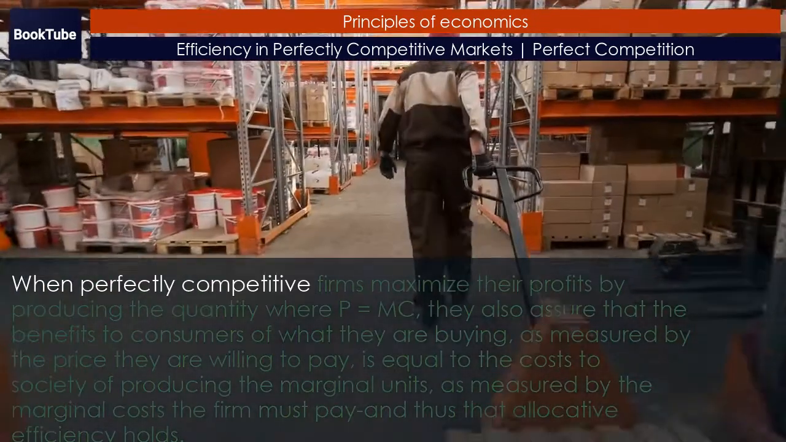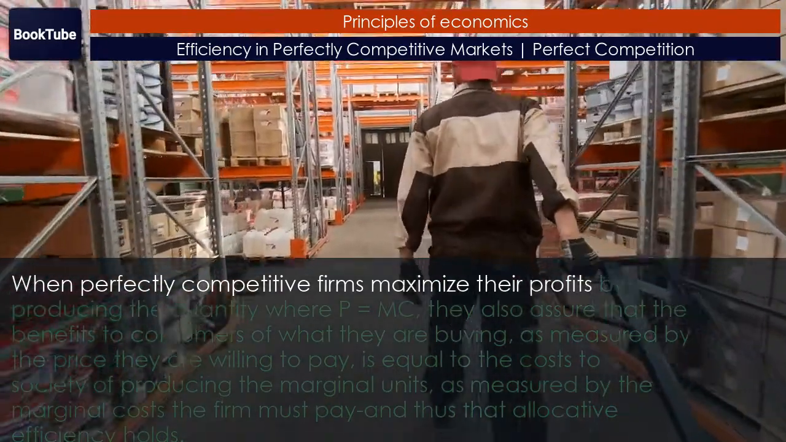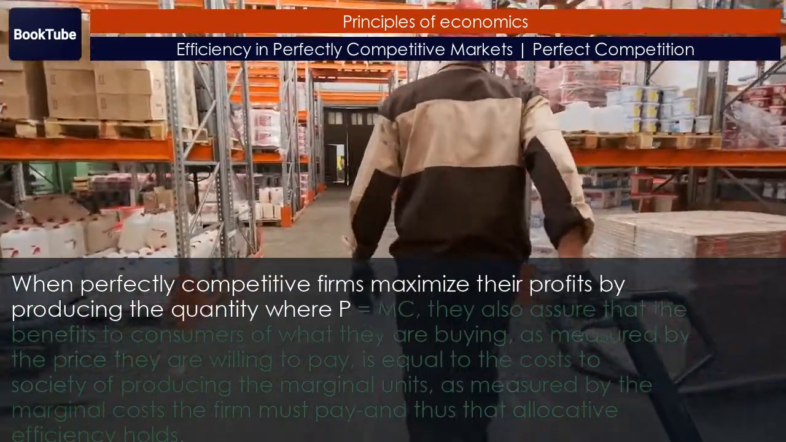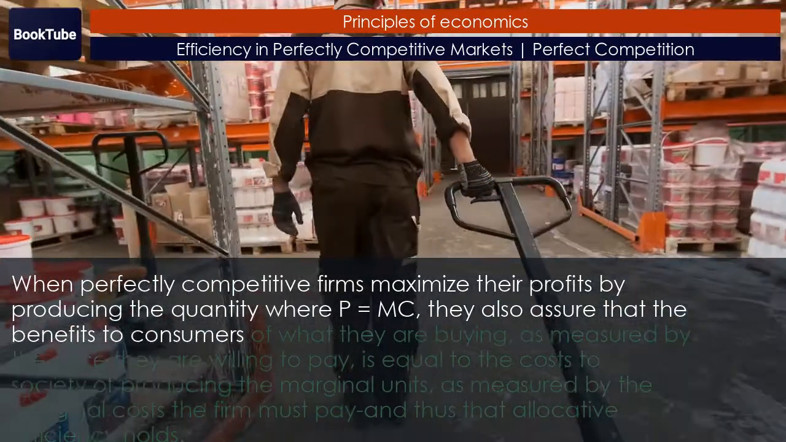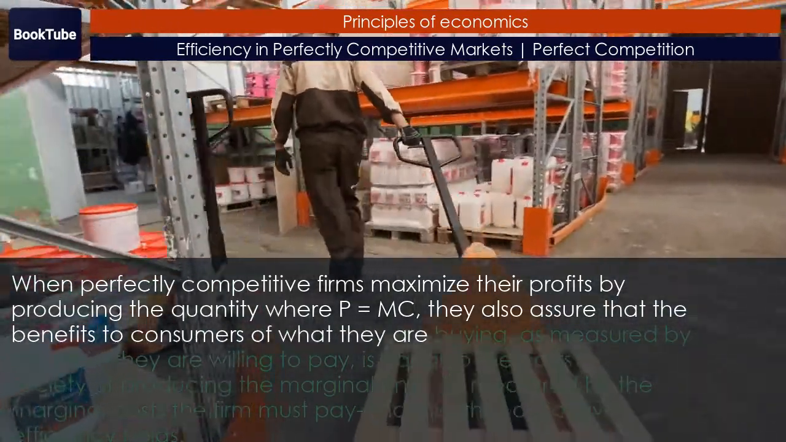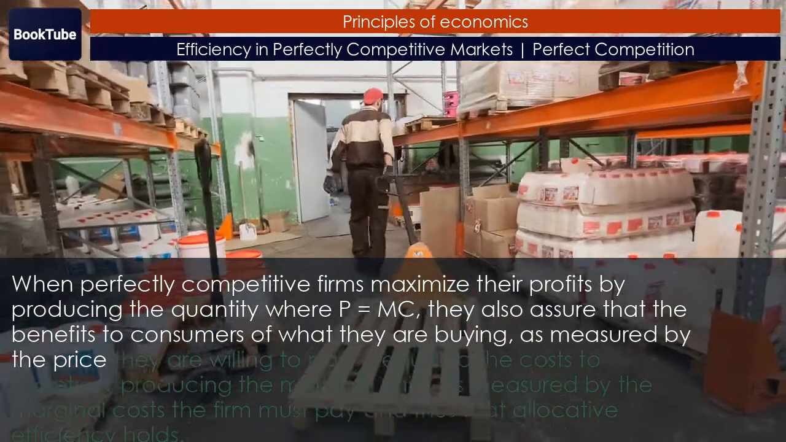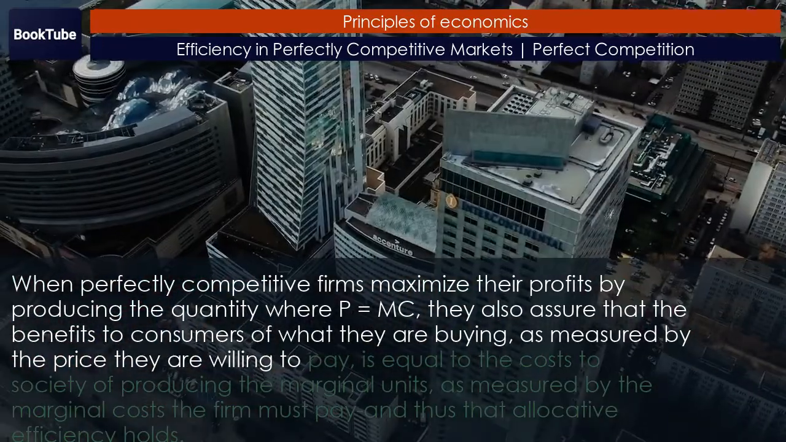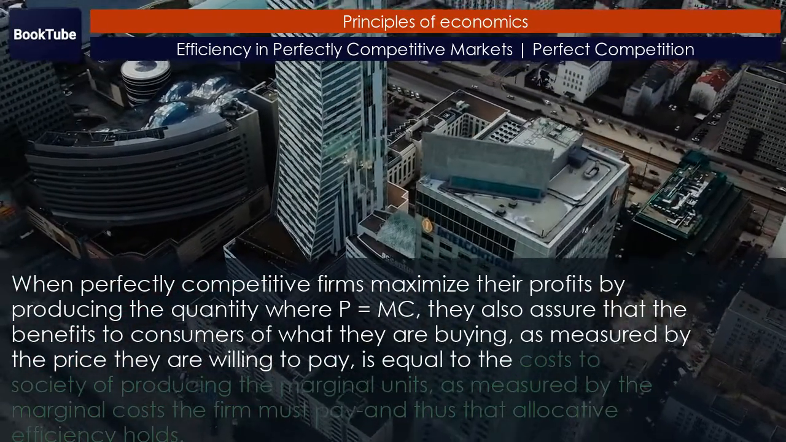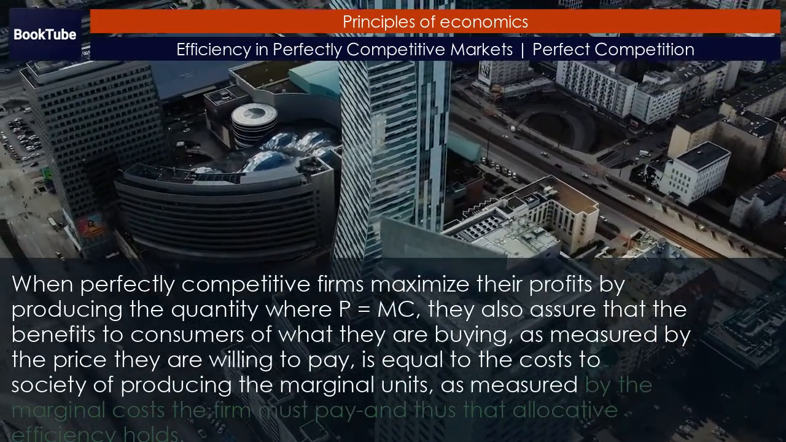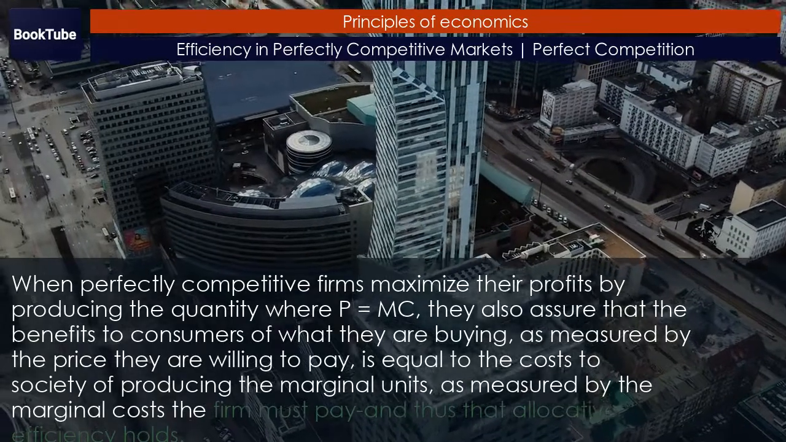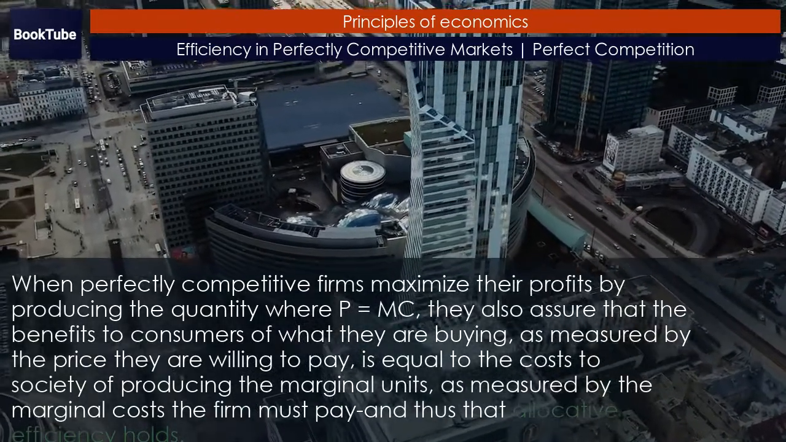When perfectly competitive firms maximize their profits by producing the quantity where P equals MC, they also assure that the benefits to consumers of what they are buying, as measured by the price they are willing to pay, are equal to the costs to society of producing the marginal units, as measured by the marginal costs the firm must pay, and thus that allocative efficiency holds.